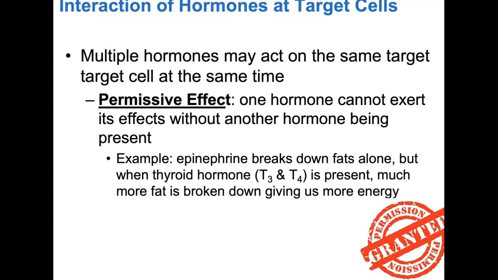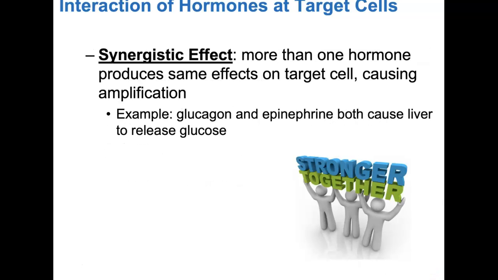And so here's ways that the multiple hormones can operate on the same target cell. Sometimes there can be a permissive effect. Like one hormone can't cause the cell to make any changes without the effect of another hormone being present. So like epinephrine can break down fats, but when thyroid hormone, T3 and T4, are present, much more fat is broken down to give us more energy. So we call this a permissive effect. So if you've ever wondered how epinephrine gives us energy, well, with the presence of thyroid hormones, it's going to give us a lot more energy.